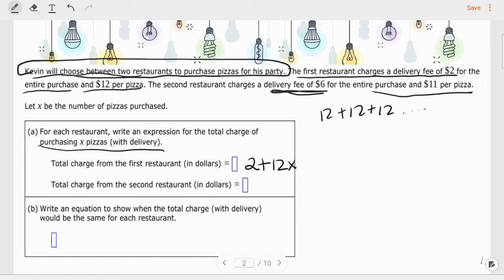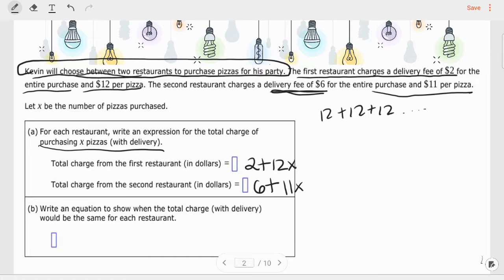For restaurant 2, what do I have going on? Well, they would pay a $6 fee up front plus $11 per pizza. So 11 times X, depending on how many pizzas he chooses to buy. And those are my two expressions. That's all I need to write.